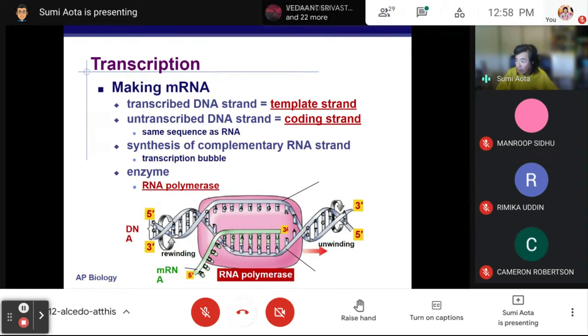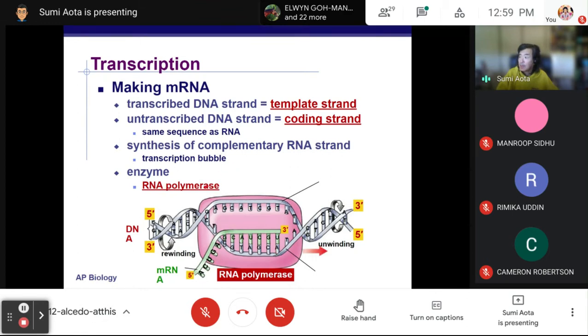So look at this. In green here is the RNA that's coming off, and up here is the side that's not copied. The only difference between the sequence of nucleotides here and here is that the T's are replaced by U. Otherwise, they're exactly the same. So the mRNA code will exactly match the side that is not copied, which is why it is called the coding strand. The side that is copied is the template strand.